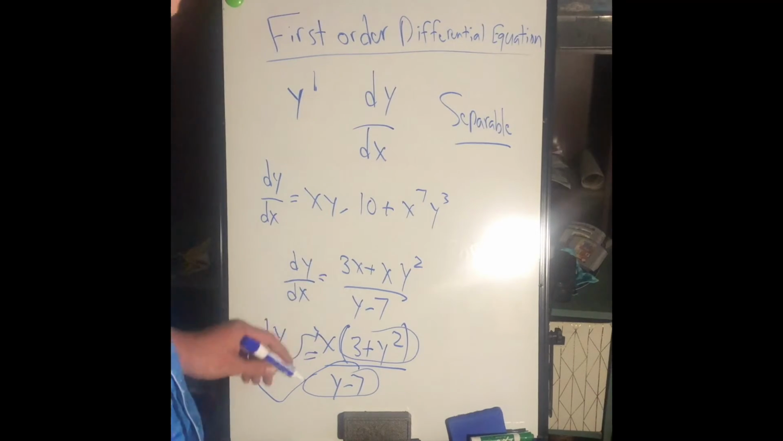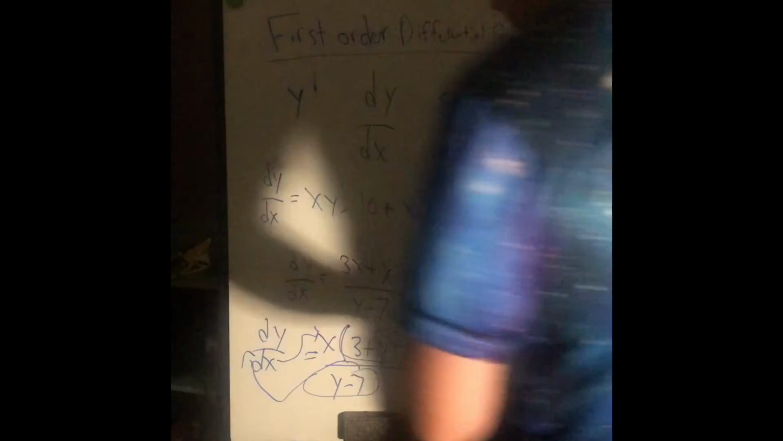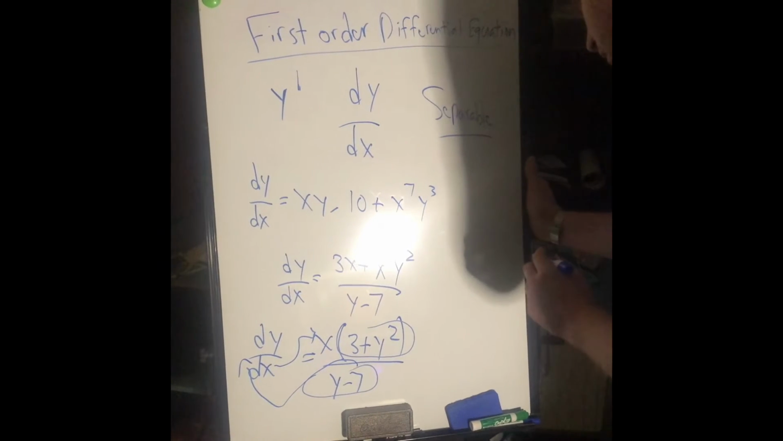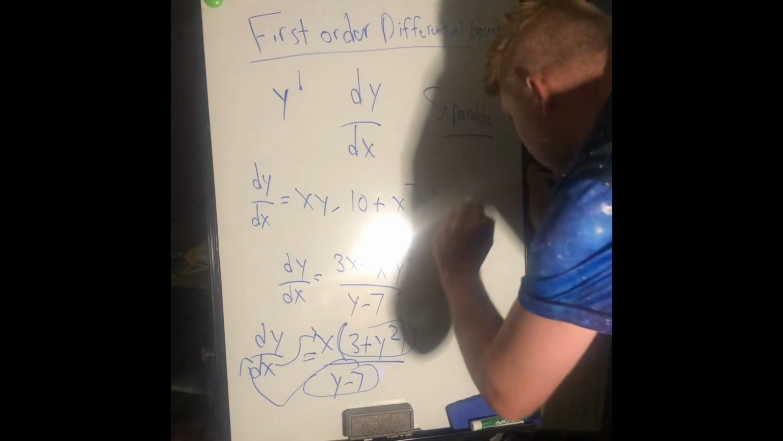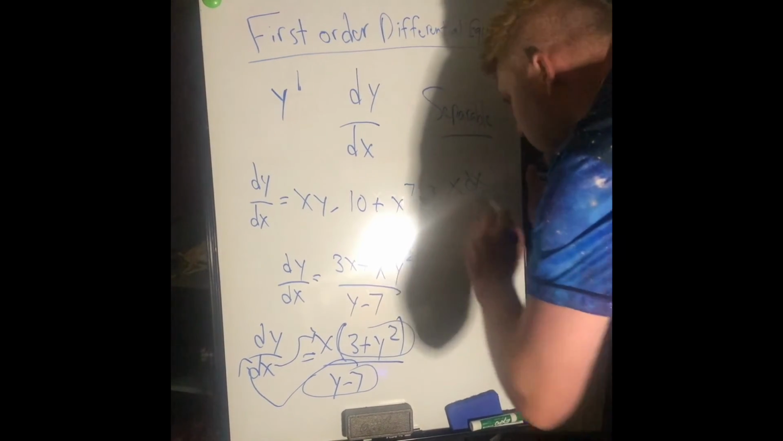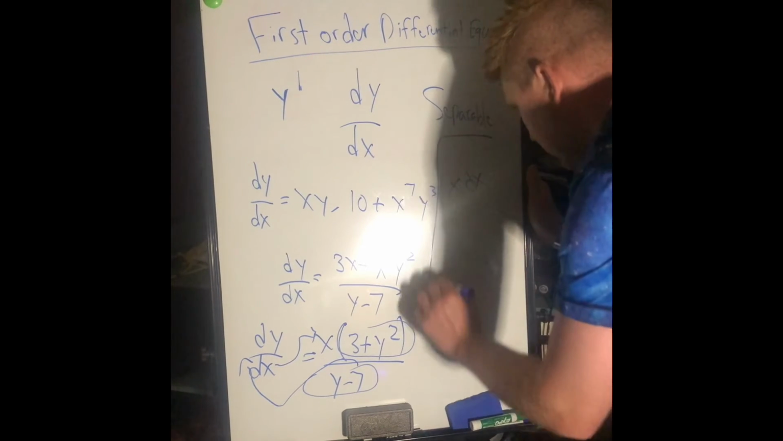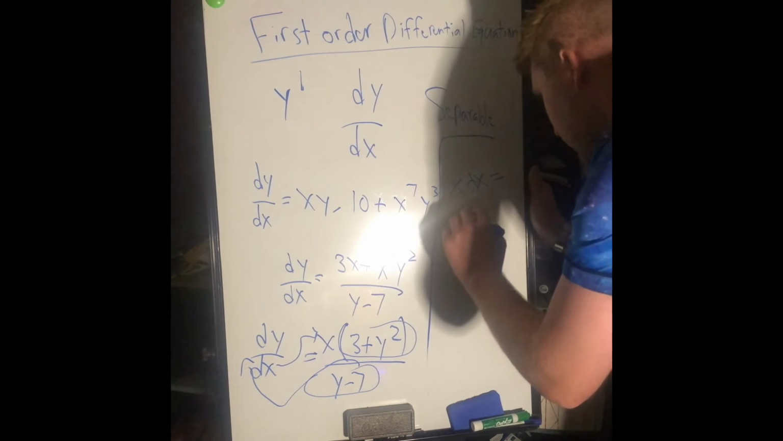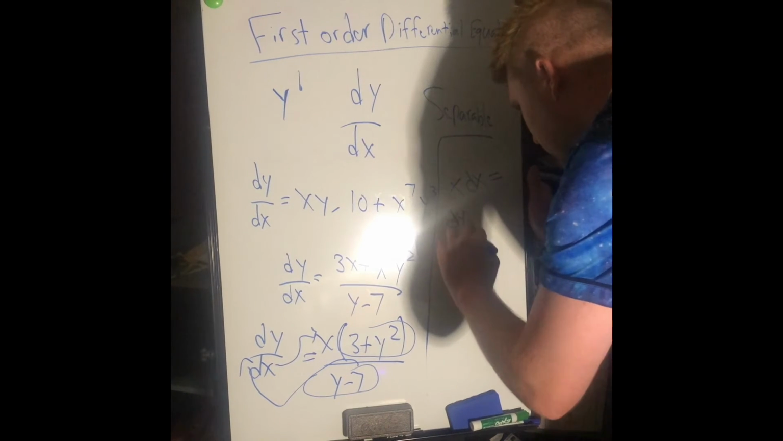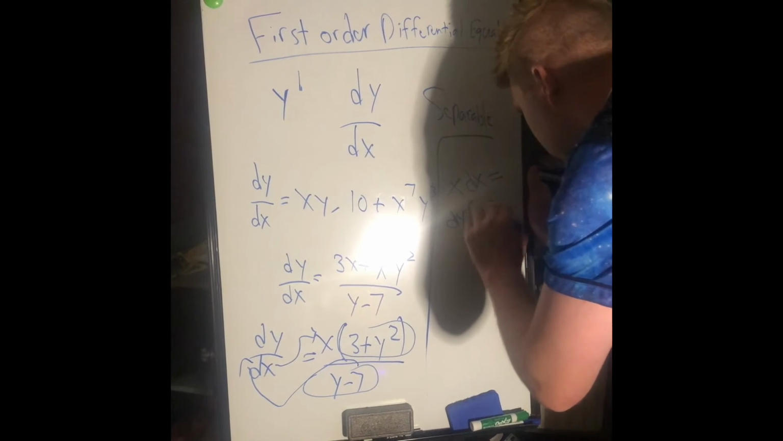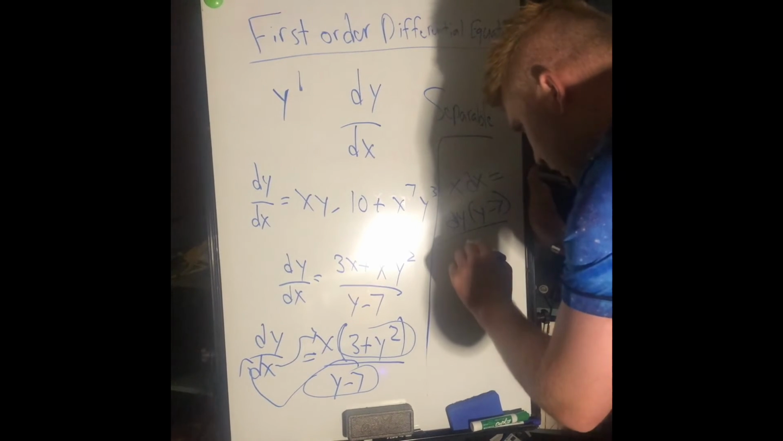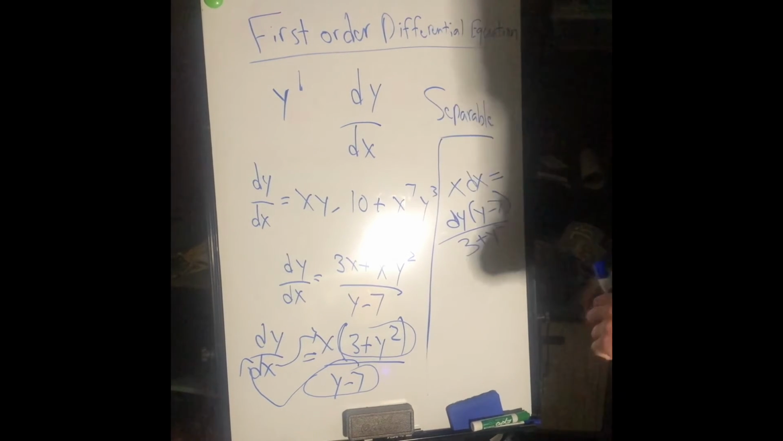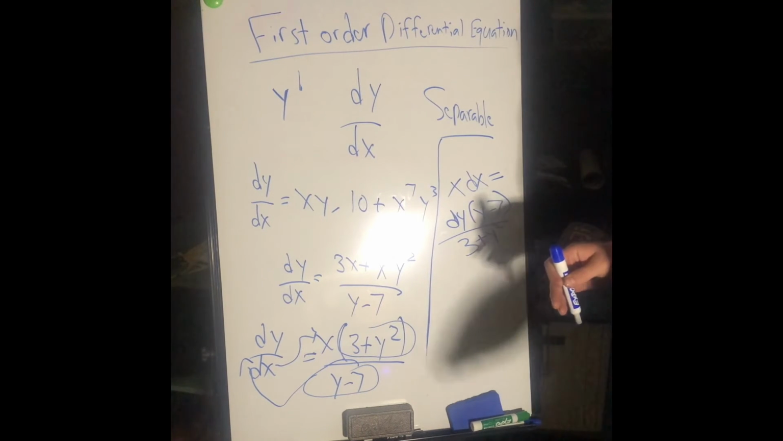It looks messy, so I'll do it right here. So we have x dx on the right hand side, and we have that equal to dy times (y minus 7) over (3 plus y squared). And that's how you separate them.